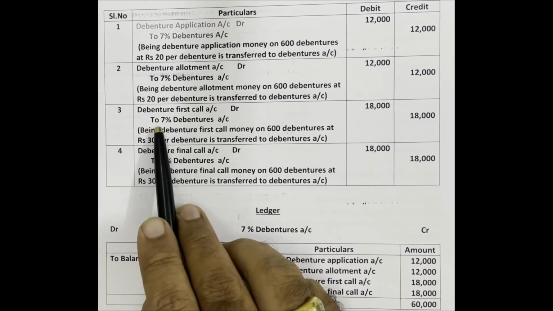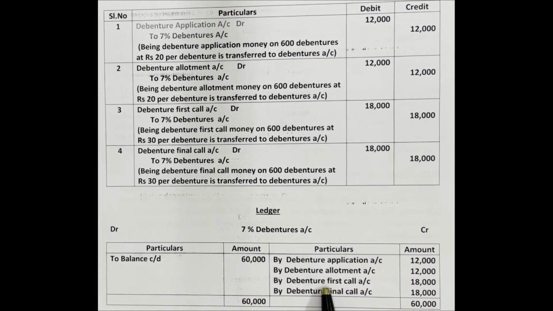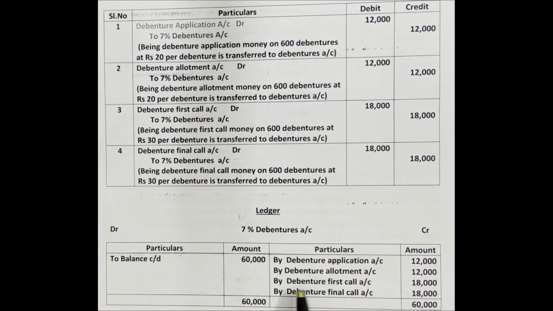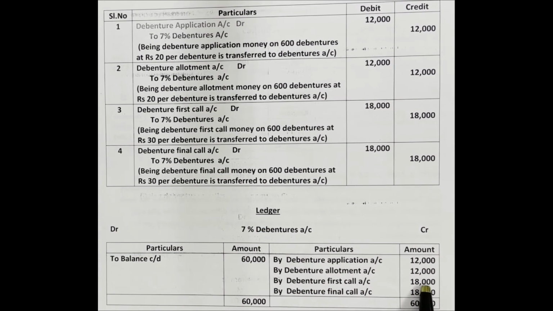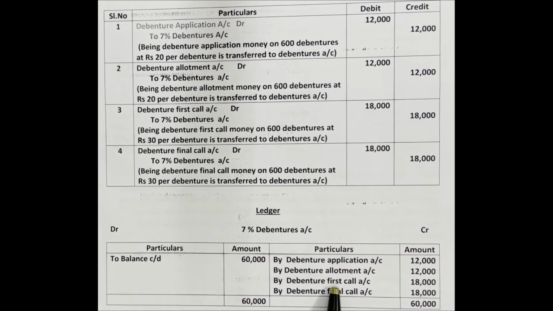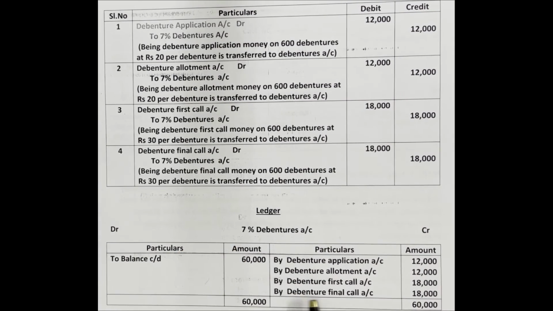Third entry, debenture is created. Therefore, this entry also credit side we should post. We debited debenture first call account now. That word here in particulars column. By debenture first call account 18,000. Last entry, debenture is created now. Credit side we should post. We debited debenture final call account now. Write down that. By debenture final call account, amount 18,000.